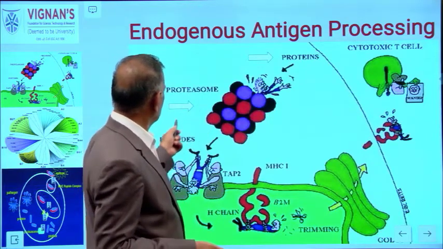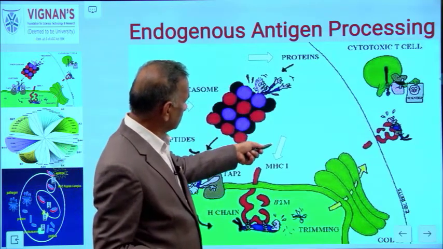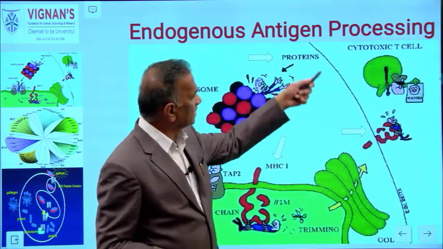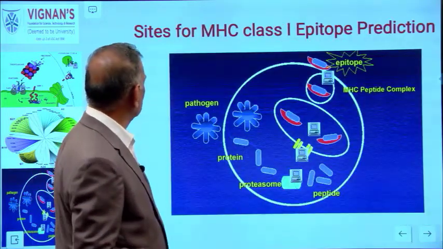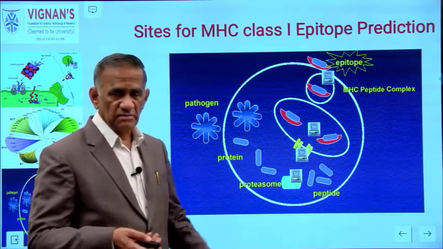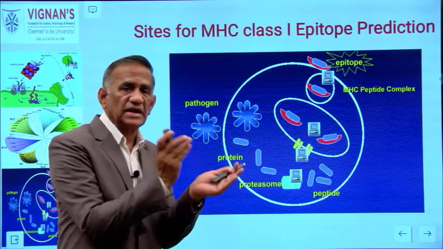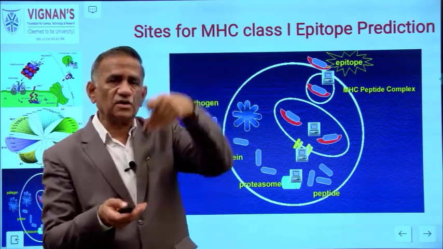See, protein, proteasome, TAP protein, MSC molecule, and again presenting out directly to the cytotoxic T lymphocyte. So now like this MSC class 1 epitope prediction. MSC also is having the groove. MSC class 1, MSC class 2 are having the grooves. In the groove, the peptide has to be accommodated.